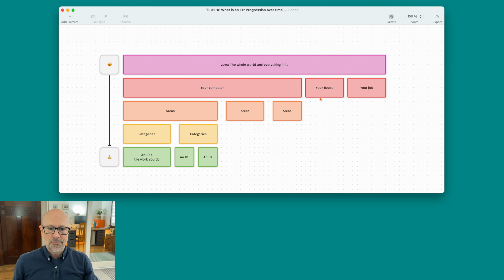The whole world and everything in it was, and we're going on the left here, from chaos to more organized, right? We're going from chaos to calm. And that's where we're trying to be. We're trying to get to calm. The whole world and everything in it contained your computer, your house, your job, and so on. All those things, right? That was the scope of all of the things.